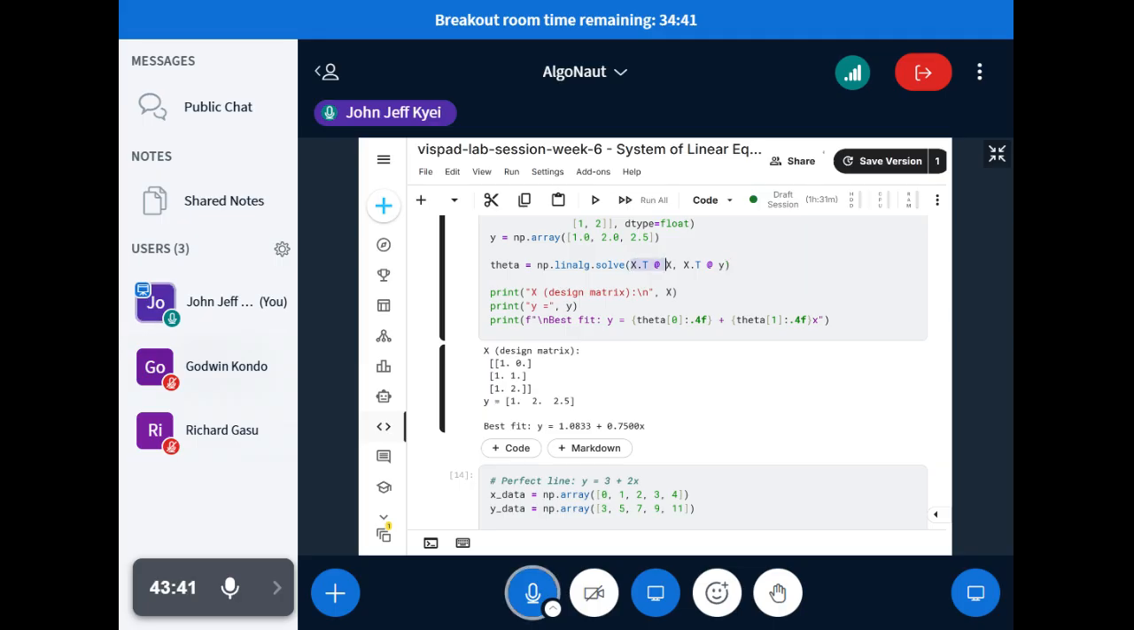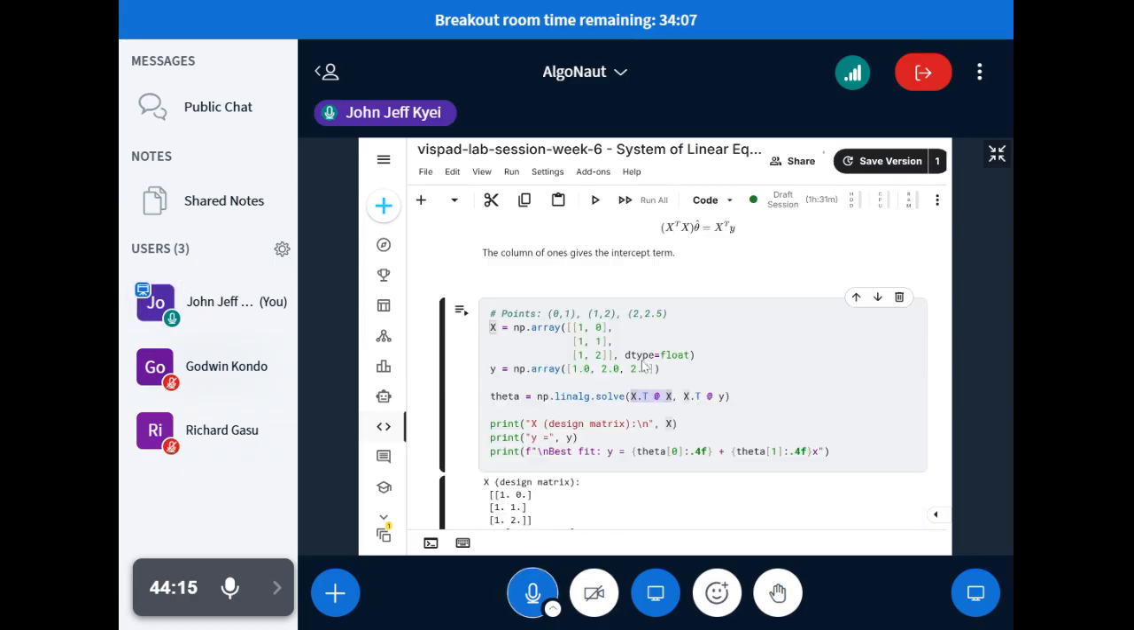That's what it's doing over here, and then we go ahead and do the printing and all of that. So this is the design matrix, which is just to prevent a line from passing through the origin, as Richard said. Right. So during the calculation, we get a line of best fit to be 1.08 and 0.75.